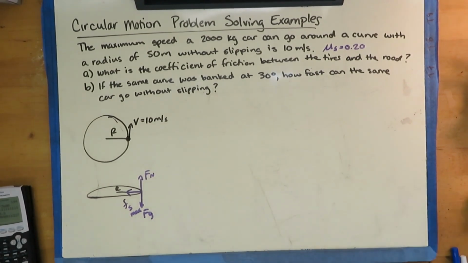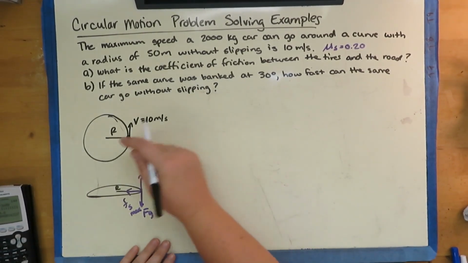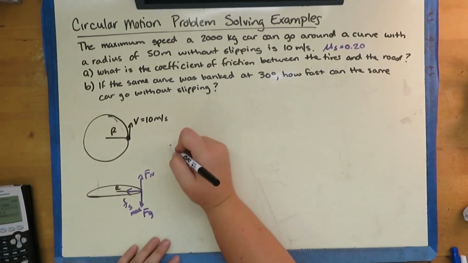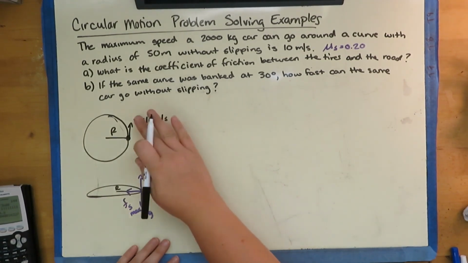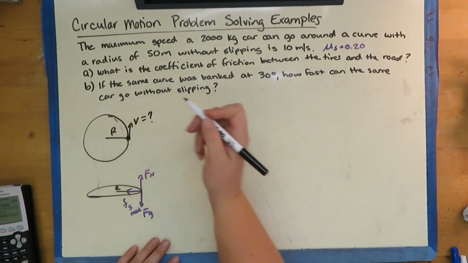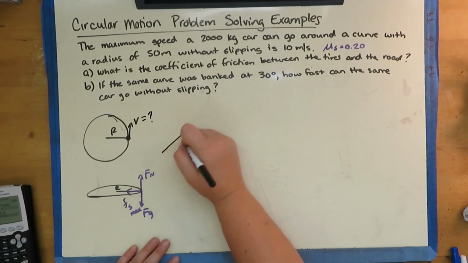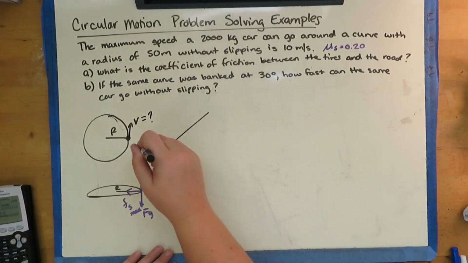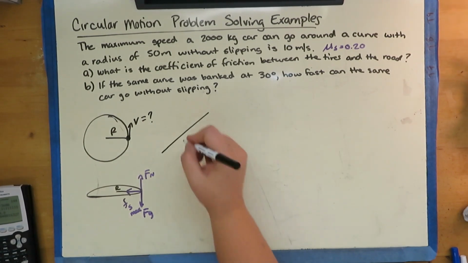Now, looking at part B, if the same curve was banked at 30 degrees, how fast can the same car go without slipping? When we're talking about banking a curve, we're still talking about going in a circle with that same radius, but now with an unknown speed. But now we're banking the curve. So what that means is you're still making a circle, but it's banked.